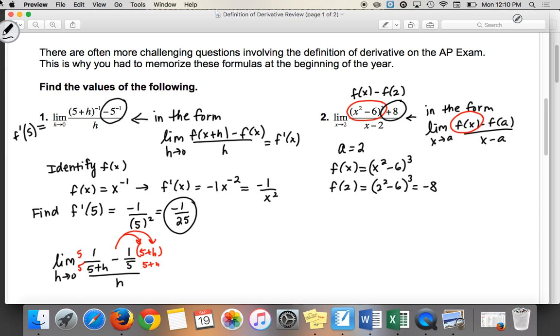Can we use x to 2, like under the limit? Yeah. We used that to identify what our a value was, right? That it could possibly be in the alternate form. And it is. It's in this alternate form.